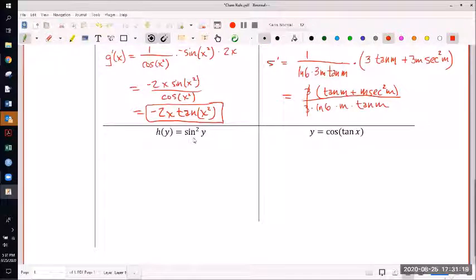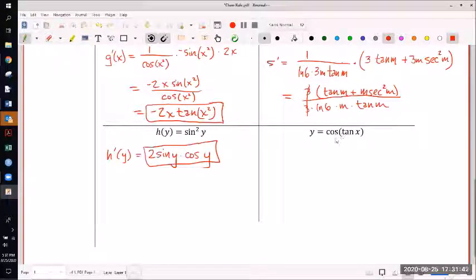For this next problem, I have a sine squared. The outside function here is the squared. The inside function would be the sine of y. So h prime of y would be 2 times the sine of y to the 1, and then I would multiply by the derivative of the sine, which is the cosine. And that's it. That's your answer.